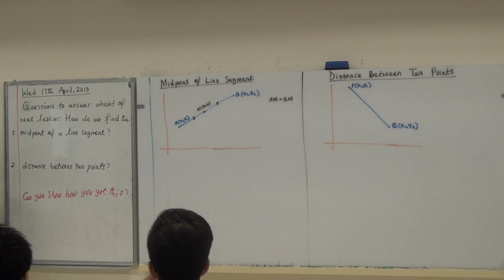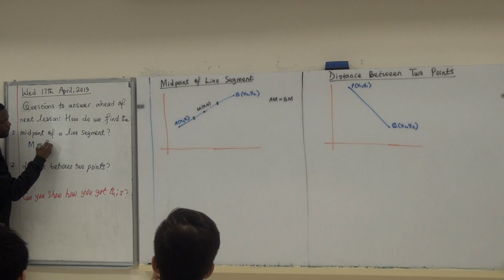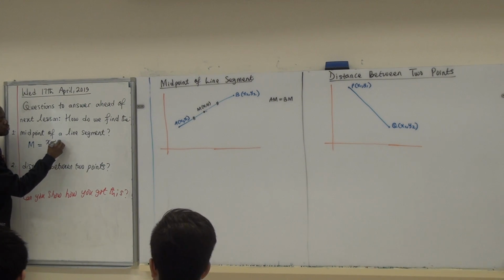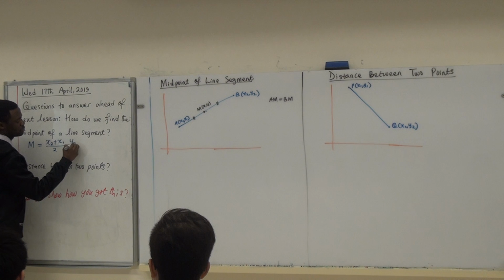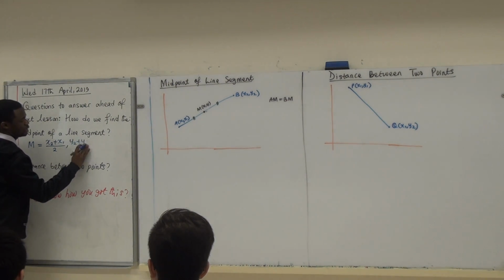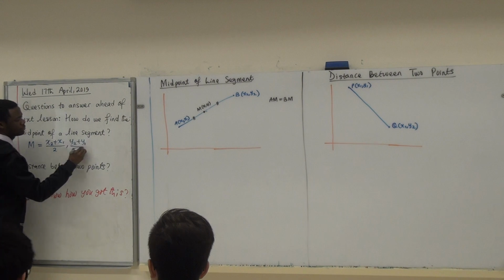You add the x together. Just tell me what formula you write on paper. So midpoint M equals what? x2 plus x1 divided by 2, and then comma, and then y2 plus y1 divided by 2. Do we all agree with this? If you agree with this, raise your hand.